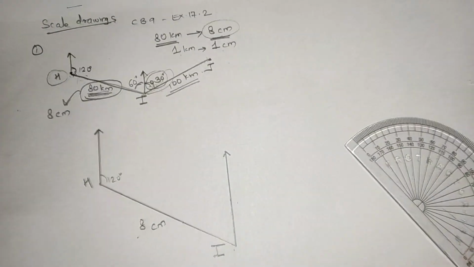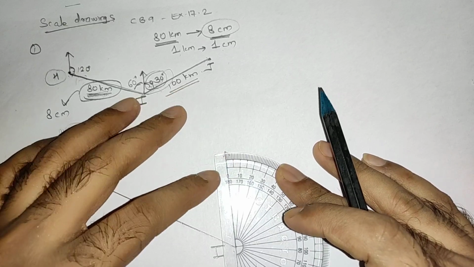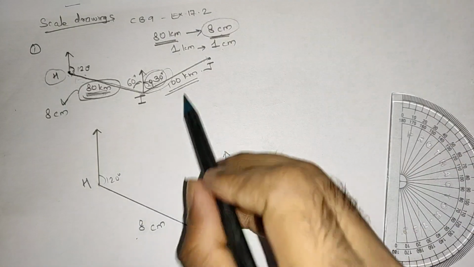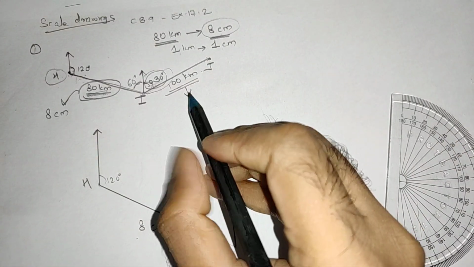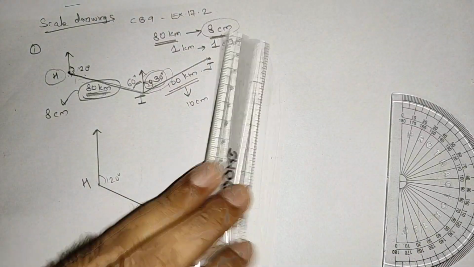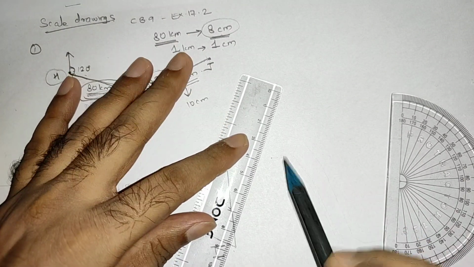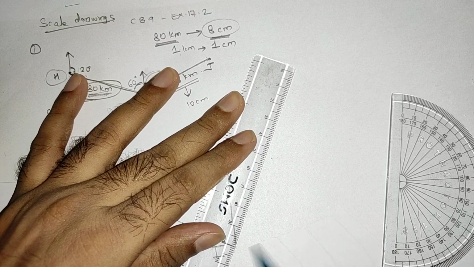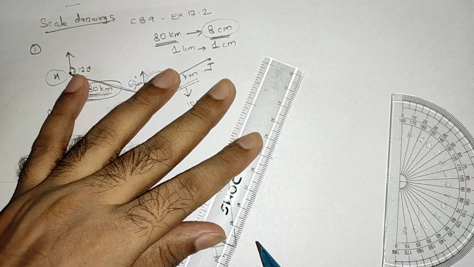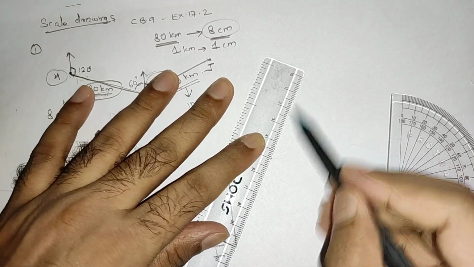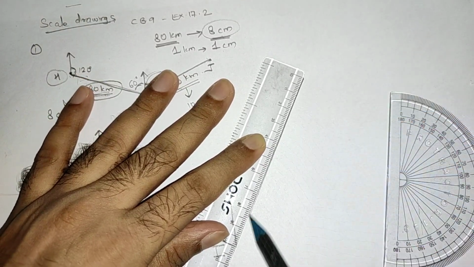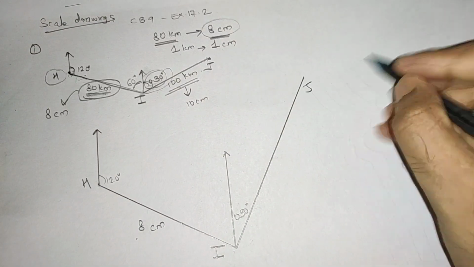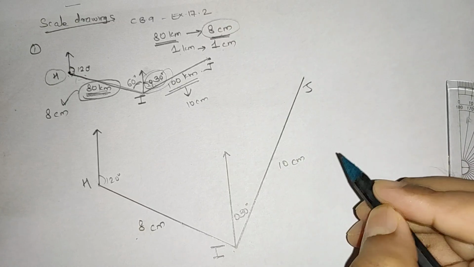Now at this point, that is at I, this is H, on a bearing of 030 degree, place the protractor this way, 0, 10, 20, 30. What's the distance? 100 kilometer. So 100 kilometer will be represented by 10 centimeter. Place the ruler this way, such that this point and this point should lie on the same line. So I'll keep 10 over here. So bearing of 030 degrees, this point is J, this length is 10 centimeter.